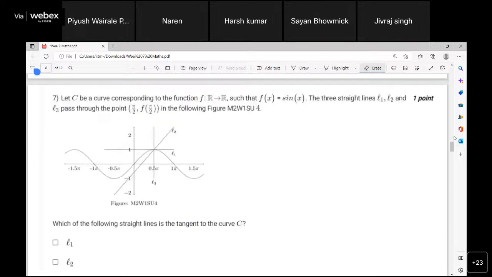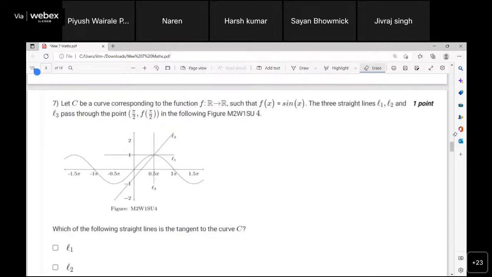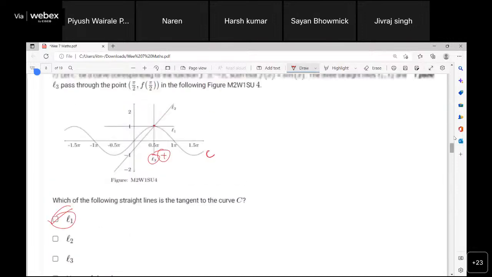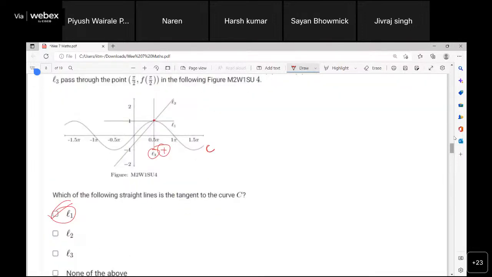Okay. Now this is the same question, a different question, just the curve is different. Now tell me which of the following straight lines is a tangent to the curve C? L1, sir. Where is my curve C? This is curve C, right? So if I see, L2 is not a tangent, L1 is a tangent at this particular point, and L3 is also not a tangent. So we can say only L1 is the correct option, right? Yes, sir.